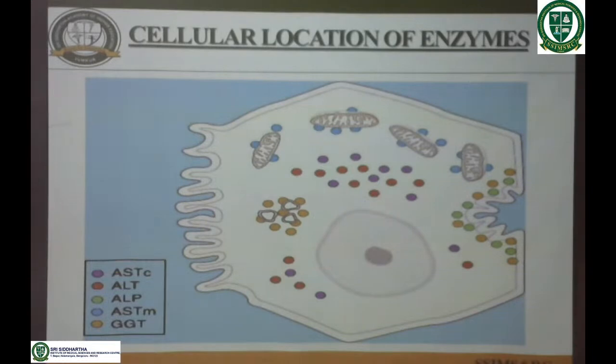This is the cellular location of the enzymes. As said, AST is present both in the mitochondria and the cytoplasm. The purple and blue colors represent the presence of the AST enzyme, in both the mitochondria and the cytoplasm. The red color indicates the ALT enzyme, alanine transaminase. This enzyme is present only in the cytoplasm, not in the mitochondria.